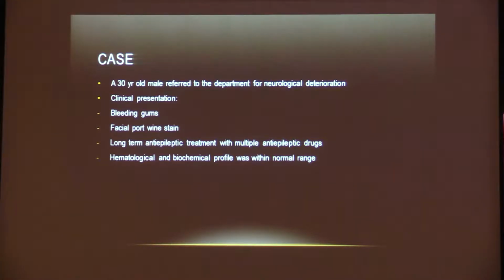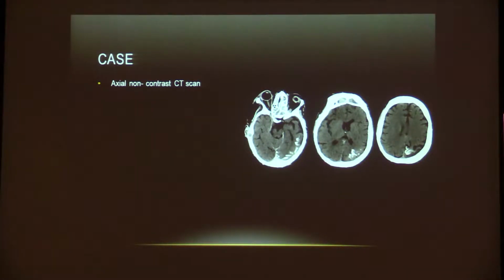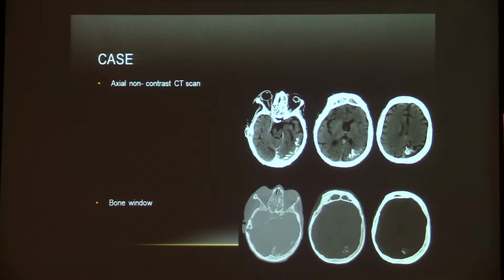It's the case of a 30-year-old male that was referred to the department for neurological deterioration. On clinical presentation, he presented bleeding gums, a facial port wine stain, and there was a history of long-term anti-epileptic treatment with multiple anti-epileptic drugs. The hematological and biochemical profile was within normal range. And this is the non-contrast CT scan that was performed on the parenchymal window and bone window.